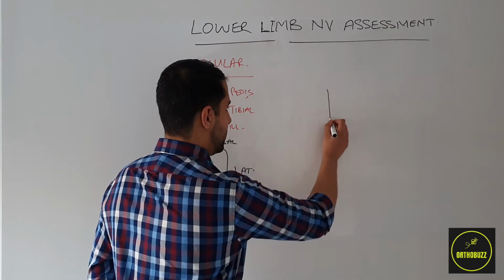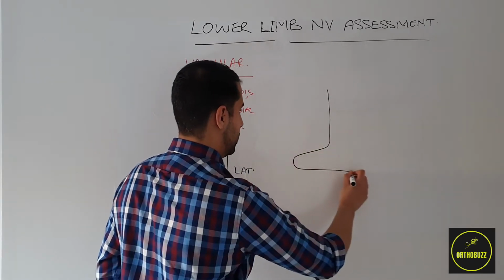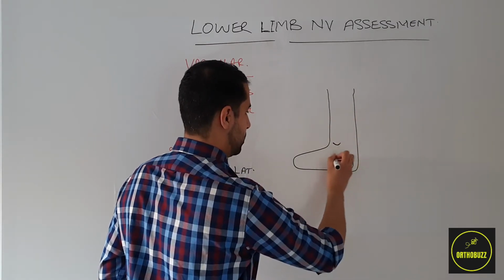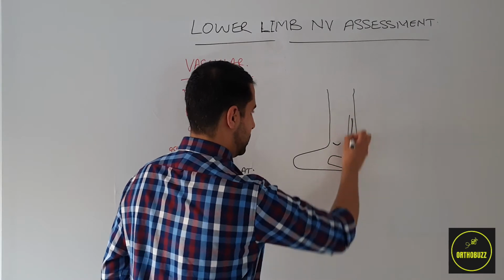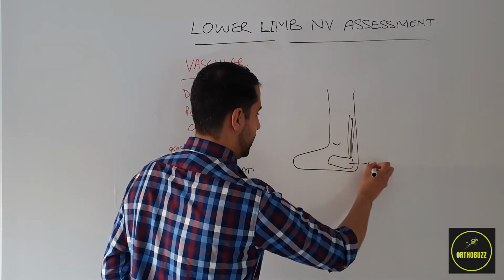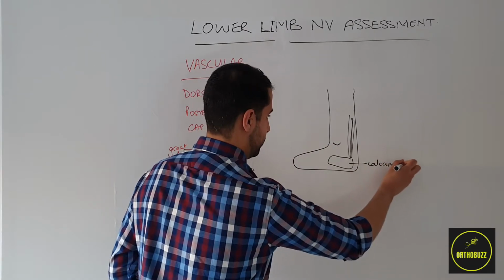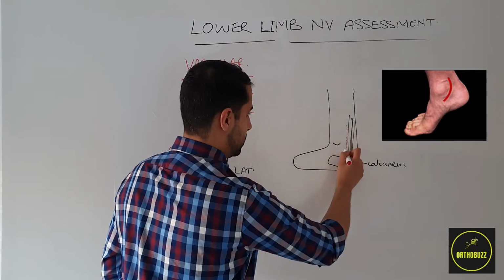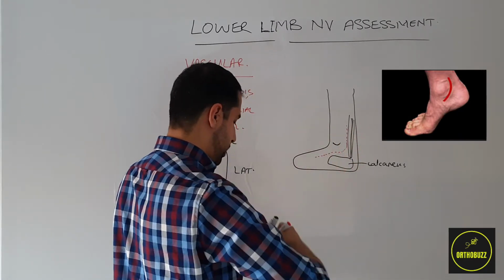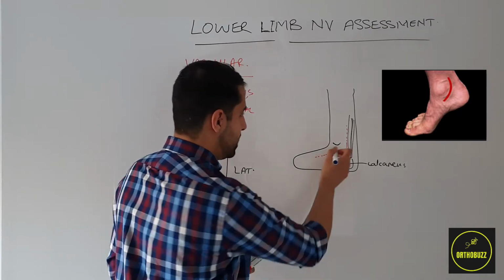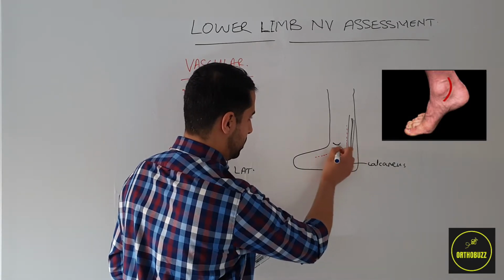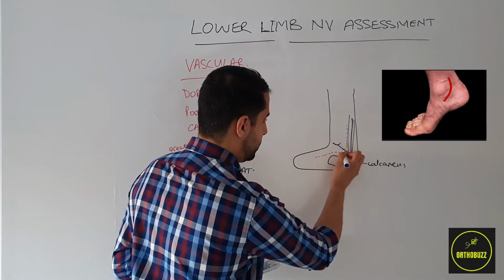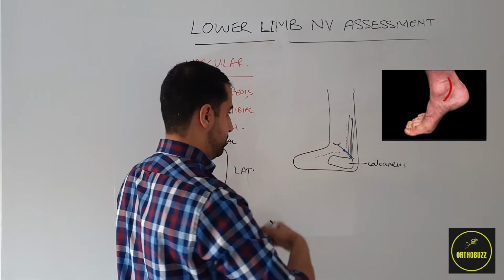If we look at a side-on or a lateral view of the foot and ankle, we can see we'd have the medial malleolus round about here, and we'd have our Achilles tendon inserting onto our calcaneus. The posterior tibial pulse runs at a point halfway between the medial malleolus and the insertion of the Achilles tendon. So halfway between this point is where we'd feel for the posterior tibial pulse.